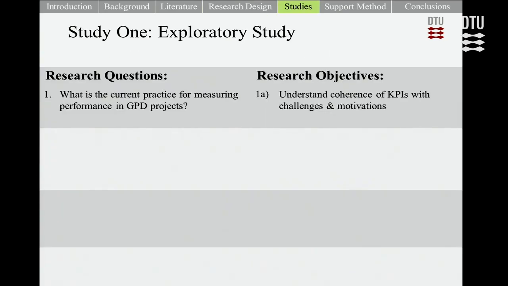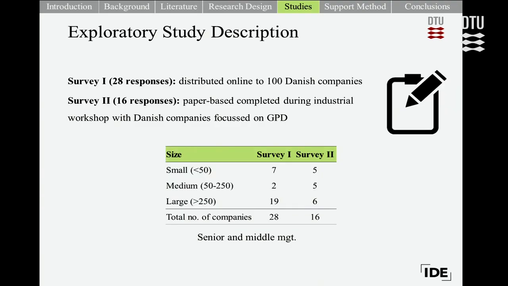So first, the exploratory study, where the main objective was to understand the coherence of KPIs in GPD with the main challenges and motivations in global product development. We conducted two surveys with 44 Danish manufacturing and engineering companies that currently globalize parts of the product development process. The first survey was distributed online to 100 Danish companies, based on companies that we built up from a previous network. And survey 2 was conducted at a workshop that focused on performance measurement in global product development here at DTU.